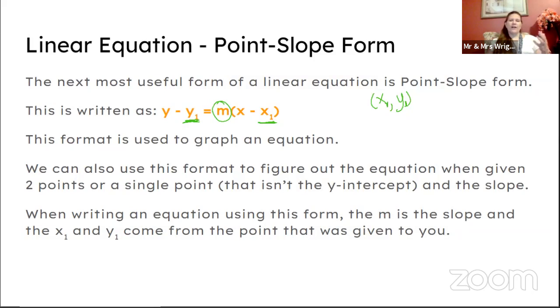You can help find, if you don't have the intercept, if you're given 2 points, you can find the slope and you can find a point and come up with the equation. You can use this to graph it as well.